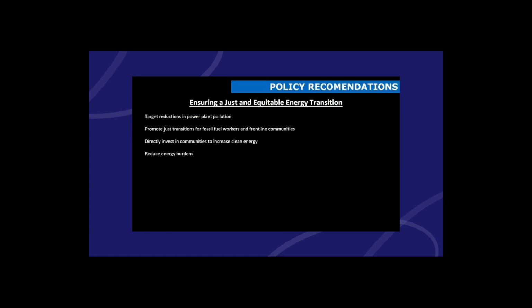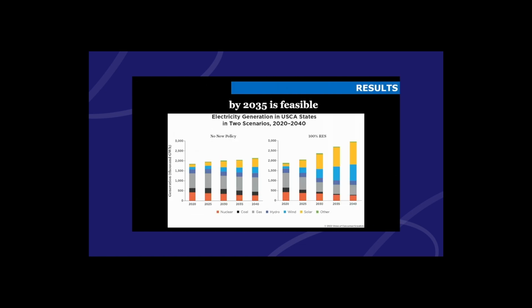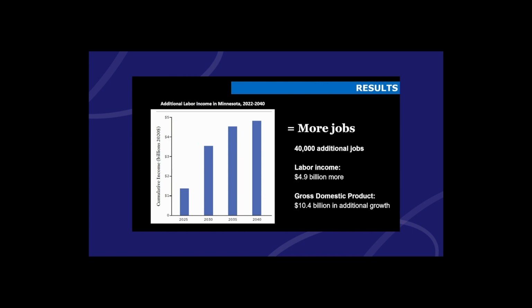Let me go back. Or maybe I misread it, I don't know. This one? Yeah, 4.9, oh, okay. That's over $100,000 per job. That seems a little high, isn't it? It's cumulative from 2020 through 2040, over 20 years.